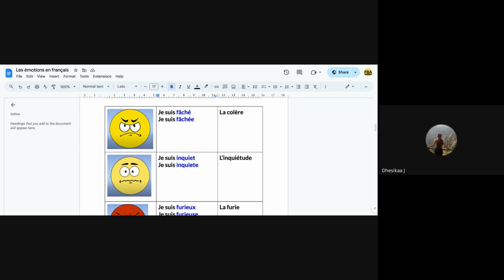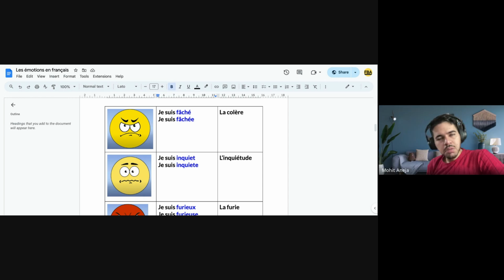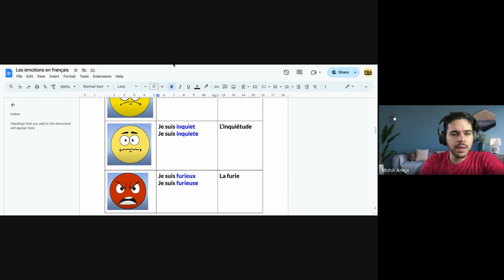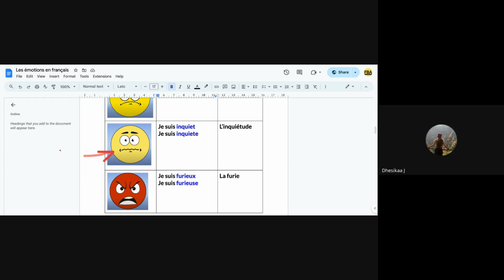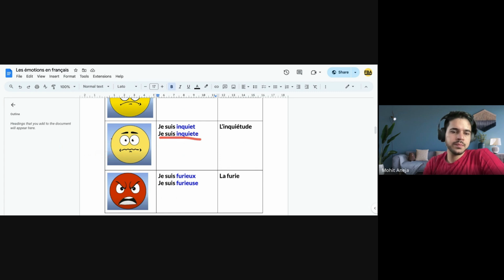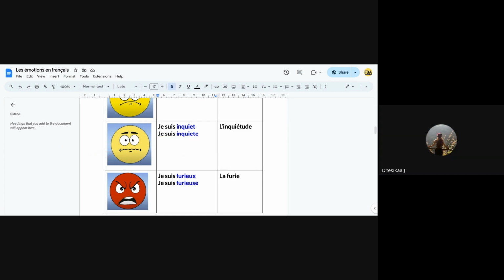Anxious. Close. Yes, close. That is a proper emotion, but here it is worried. It's not a very good photo, but it works. I'm worried. How will you say I'm worried? Je suis inquiet. Say it again.